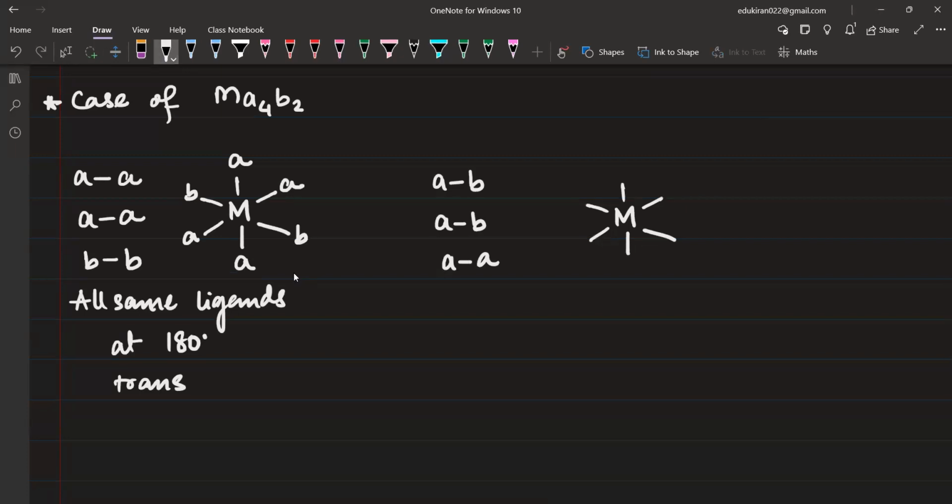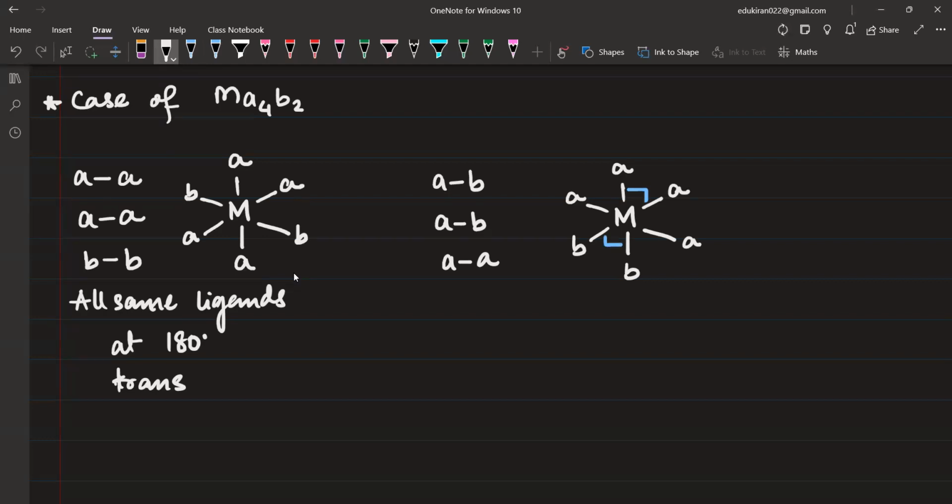So you will have A opposite to B, A opposite to B, and A opposite to A. Now you can see that there are two same ligands. A and A are at 180 degrees, B and B are at 180 degrees. So here let us look at B generally. In this case, you will see the B.